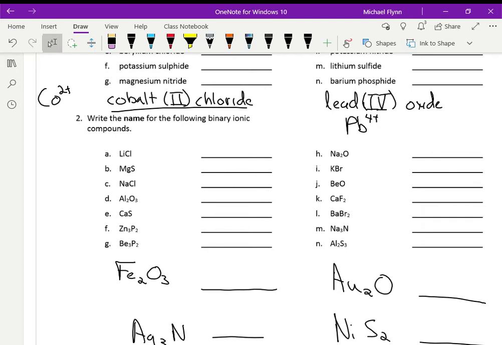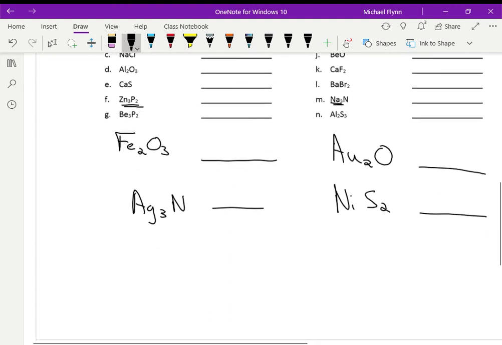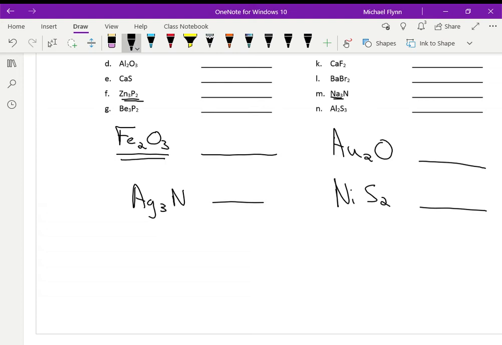Okay, now down here, you have to write the names. So this is super easy. You know, the first one here, lithium chloride, magnesium sulfide, just change the non-metal to IDE. That's all you have to do. It doesn't matter what the numbers are. So that would be zinc phosphide, right? This one would be sodium nitride, and so on. Okay, very straightforward.